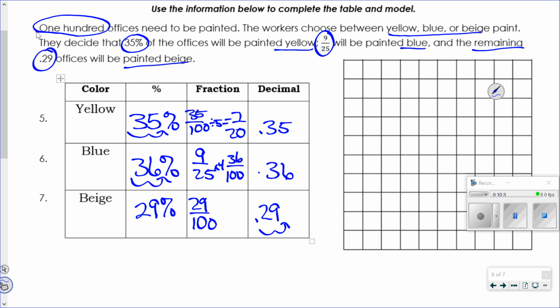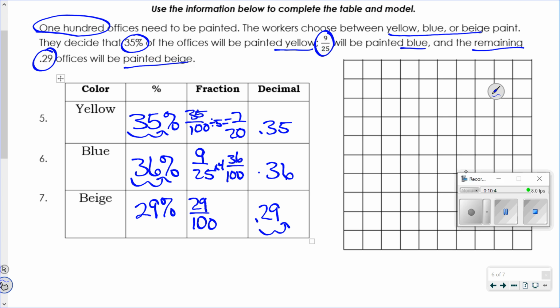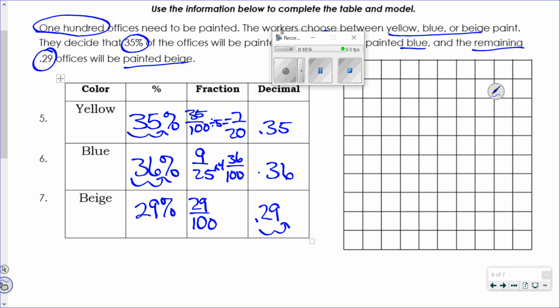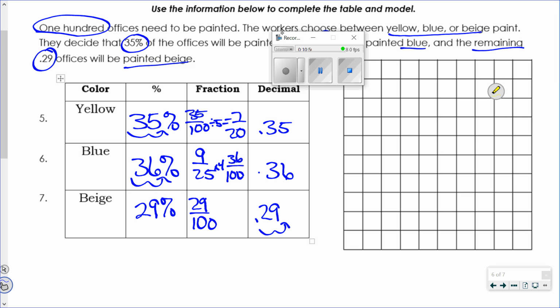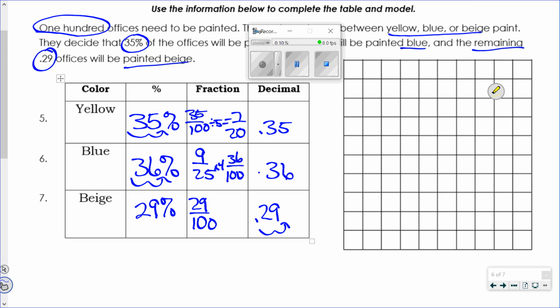And honestly, the last part, it doesn't say I have to use that, does it? No. So if you don't want to use it, you do not have to. But this is actually a good check for you to make sure everything looks correct. Okay? And it doesn't take you that long, but I would definitely not do this if you're running short on time. The first part we do, yellow, 35%.